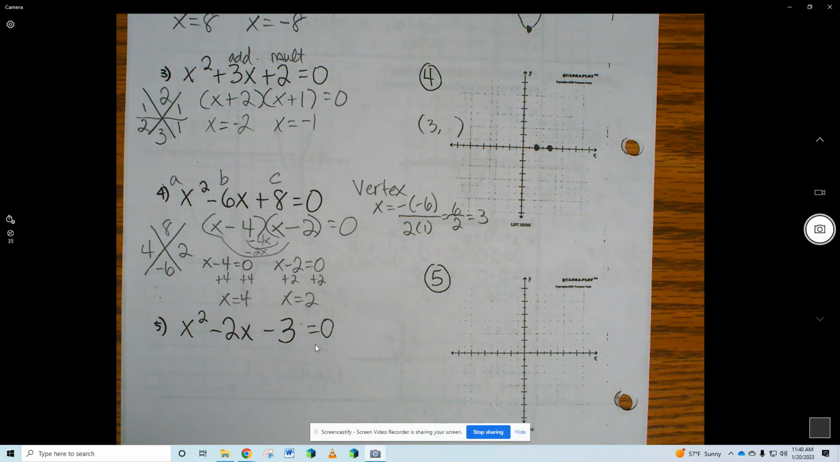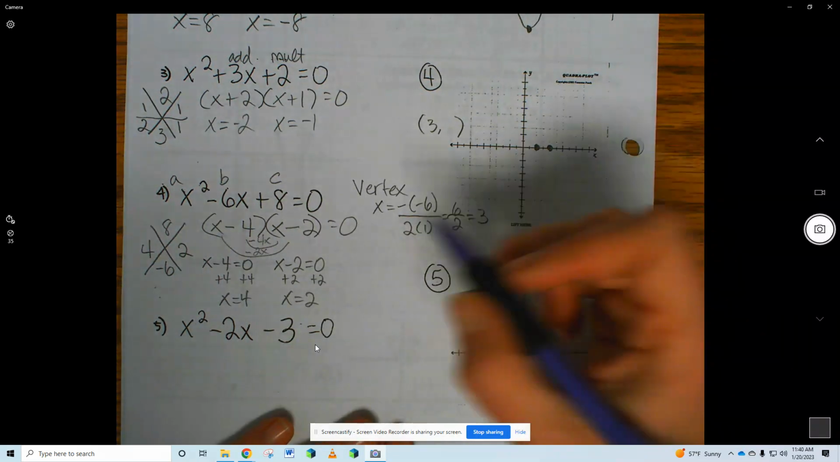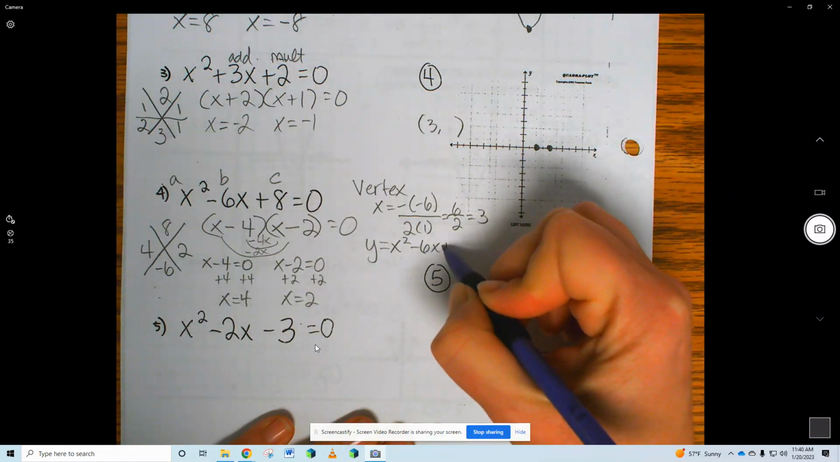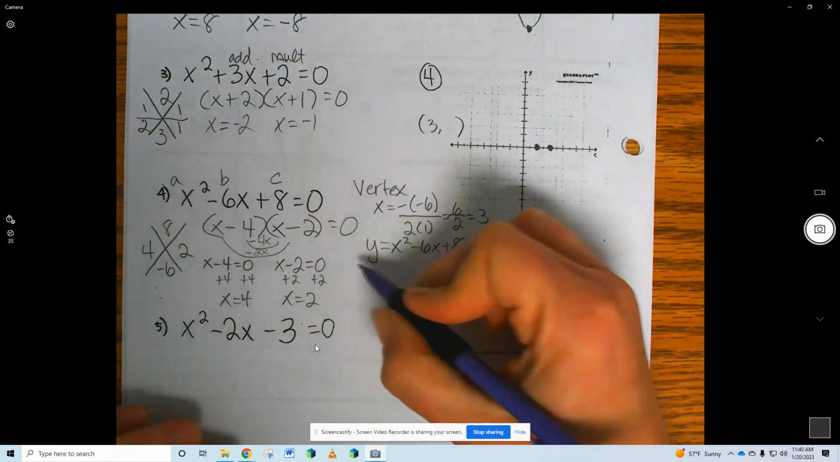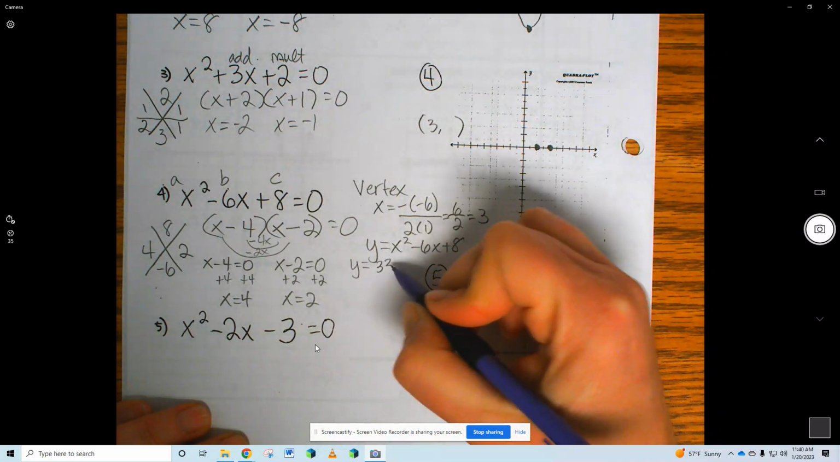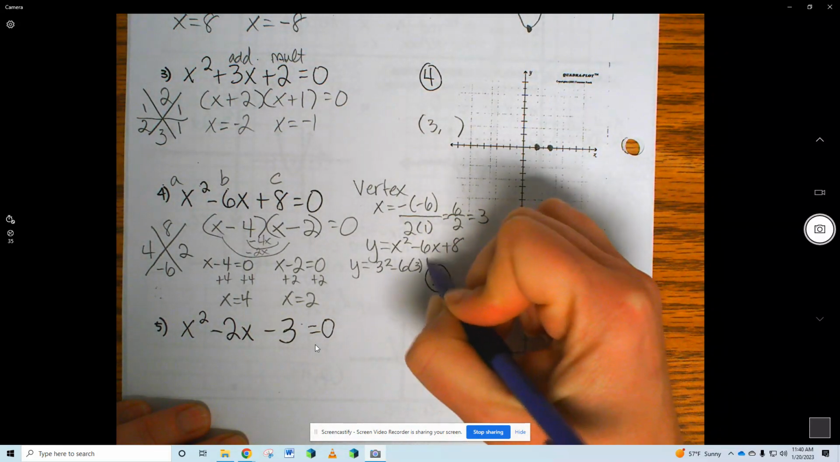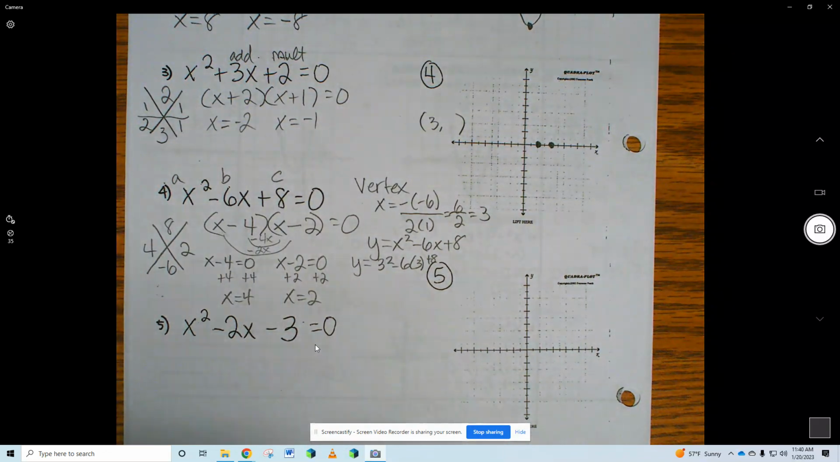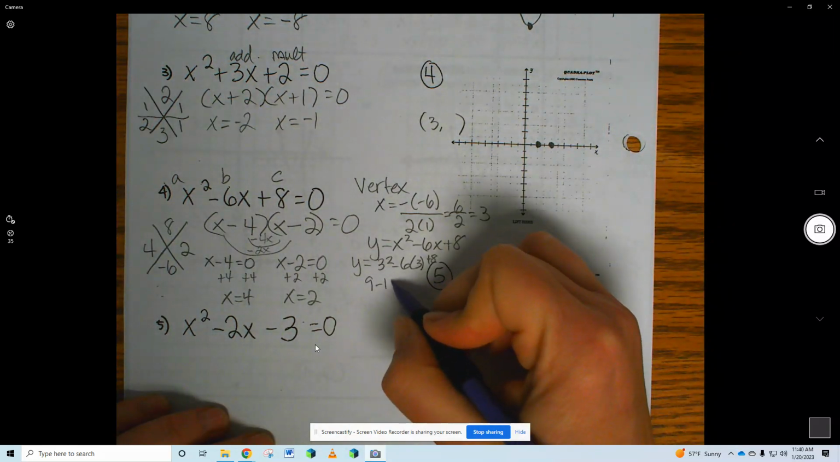And then what do I do with that 3 to find my y? Plug it in, plug it in. Here's my equation. x squared minus 6x plus 8. Plug in a 3. 3 squared minus 6 times 3 plus 8. 9 minus 18 plus 8.